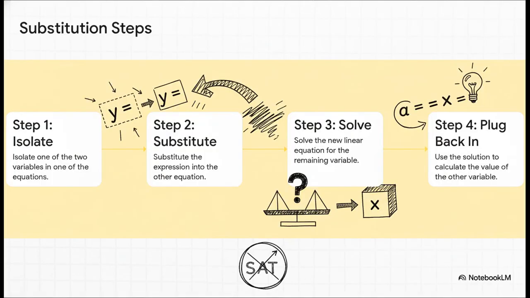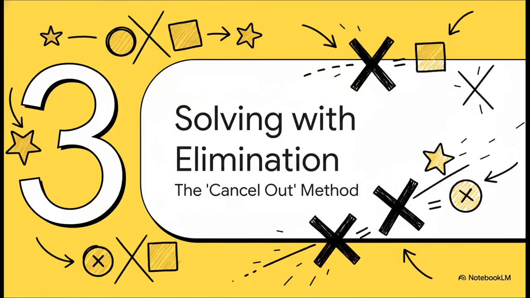And the process is always the same, just 4 simple steps. 1. Get a variable by itself. 2. Substitute that thing into the other equation. 3. Solve the new, simpler equation you just made. And 4. The final step, take your answer and plug it back in to find the variable you started with. That's it.